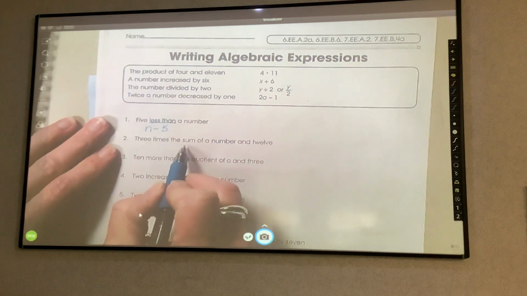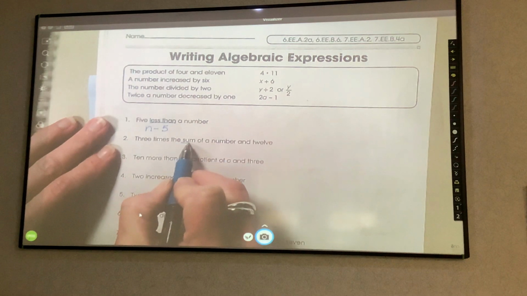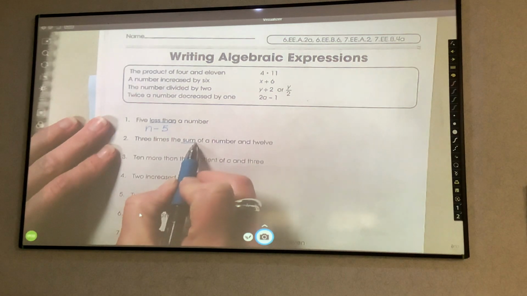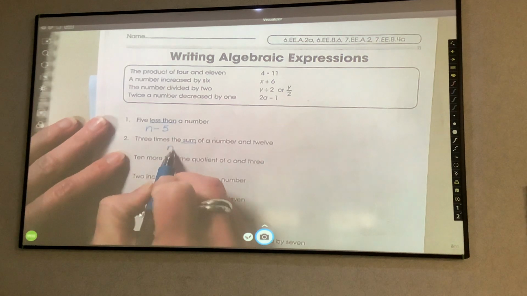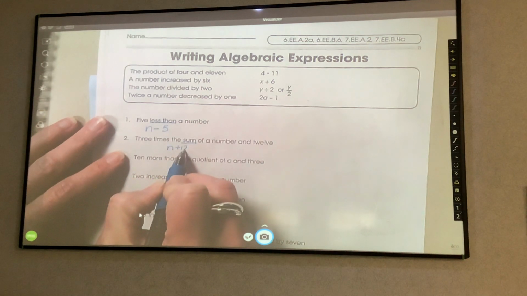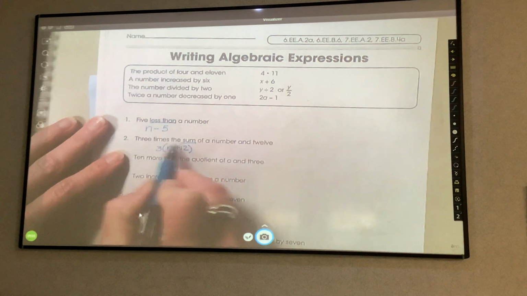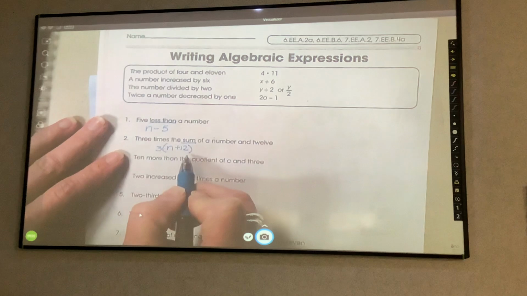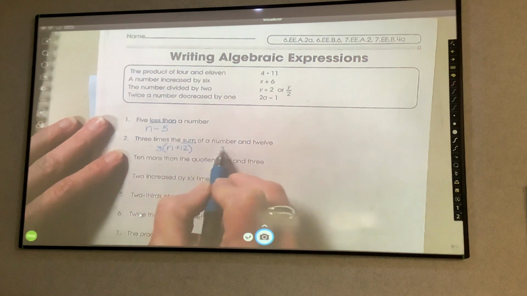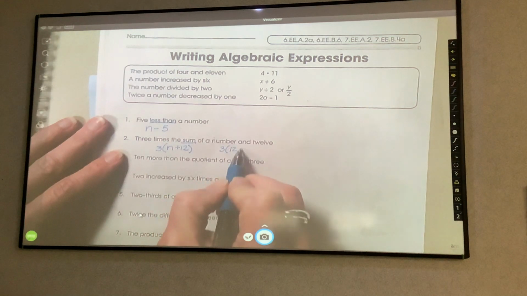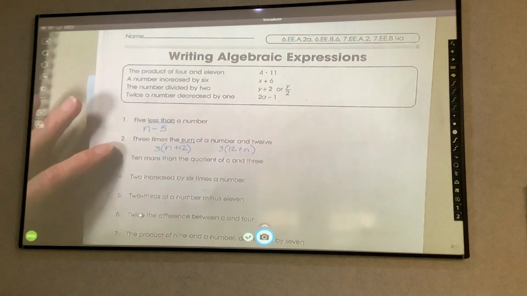3 times the sum of a number and 12. Sum means to add, yep. The sum of a number and 12. So I have a number plus 12, and I need to take that times 3, because it's 3 times the sum. So you have to do the sum first, and then you multiply it by 3. Or you could have written it as 3 times 12 plus a number. And I'm just using n because they're saying a number. You can use x, you can use whatever letter you want.